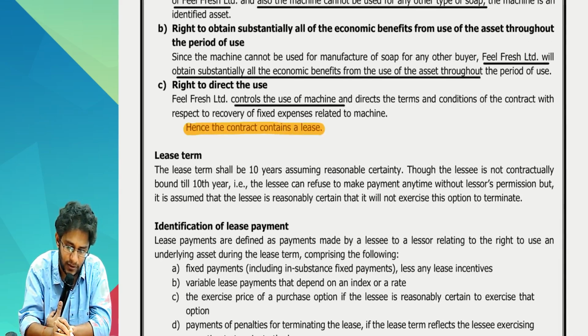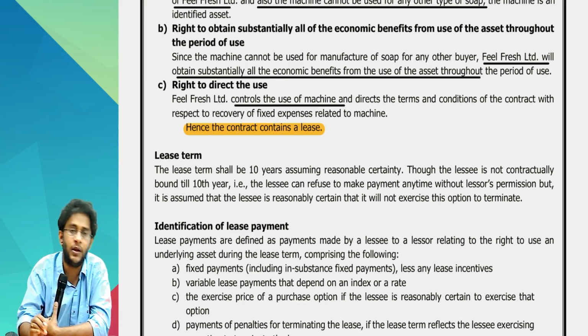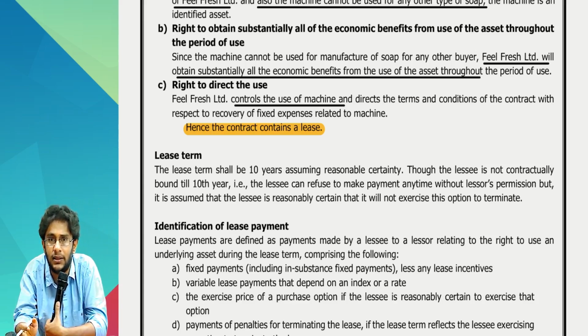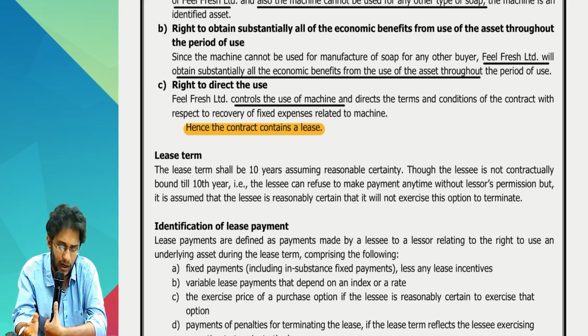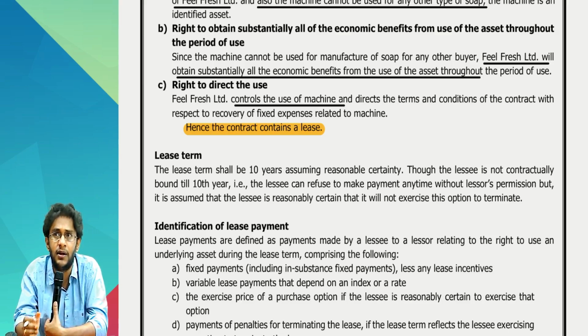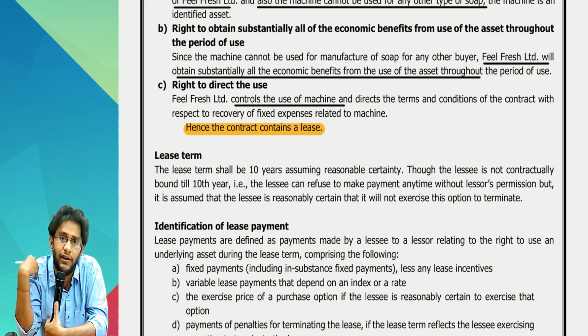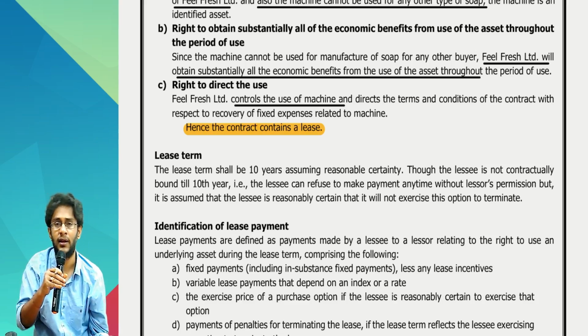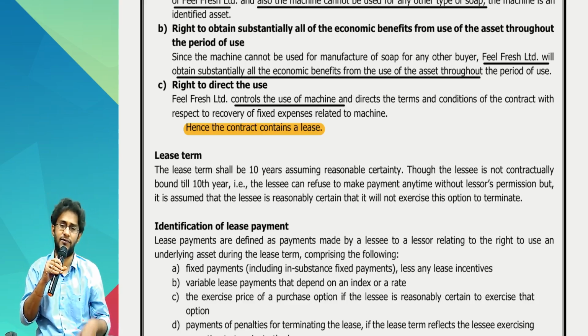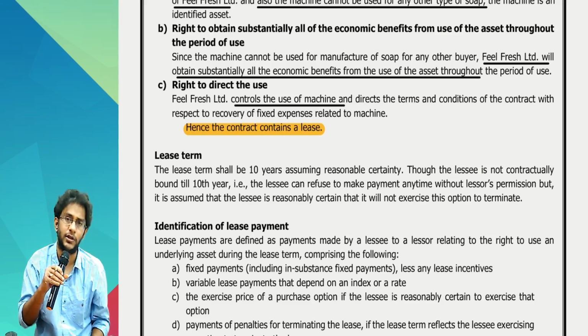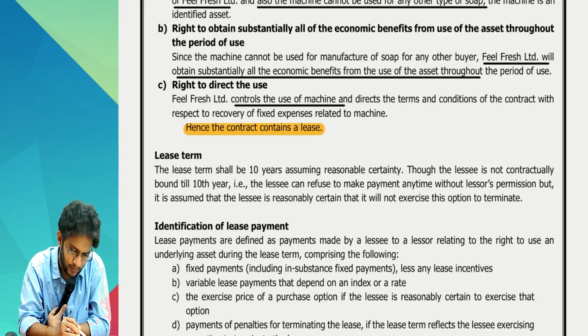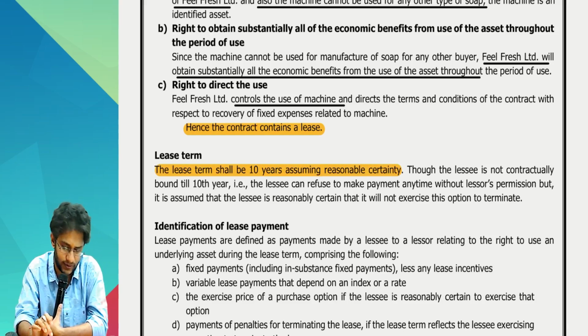Ultimately, you first have to establish this. Then, regarding lease term, how much is the lease term? Because the machine life is 10 years. The machine itself is purchased based on our identification, our specification. So ideally the lease term should be 10 years. The other party does not have a right to cancel the contract, but we have a right to cancel the contract. But even if I have a right to cancel the contract, I still have to pay the lease rent for the remaining period, that is the in substance fixed payment. So in the absence of any other information, we are assuming that the lease term is going to be 10 years, assuming reasonable certainty. That is an assumption.